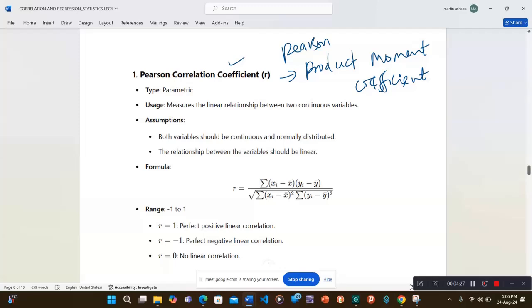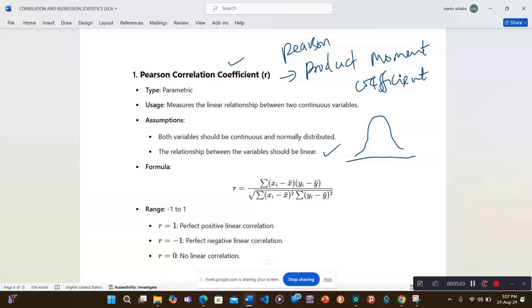So it also measures a linear relationship between the two continuous variables. Both variables should be continuous and normally distributed. So where you have a normal distribution, then you can use a Pearson correlation coefficient. The relationship between variables should also be linear, okay? So there you use the Pearson correlation coefficient.